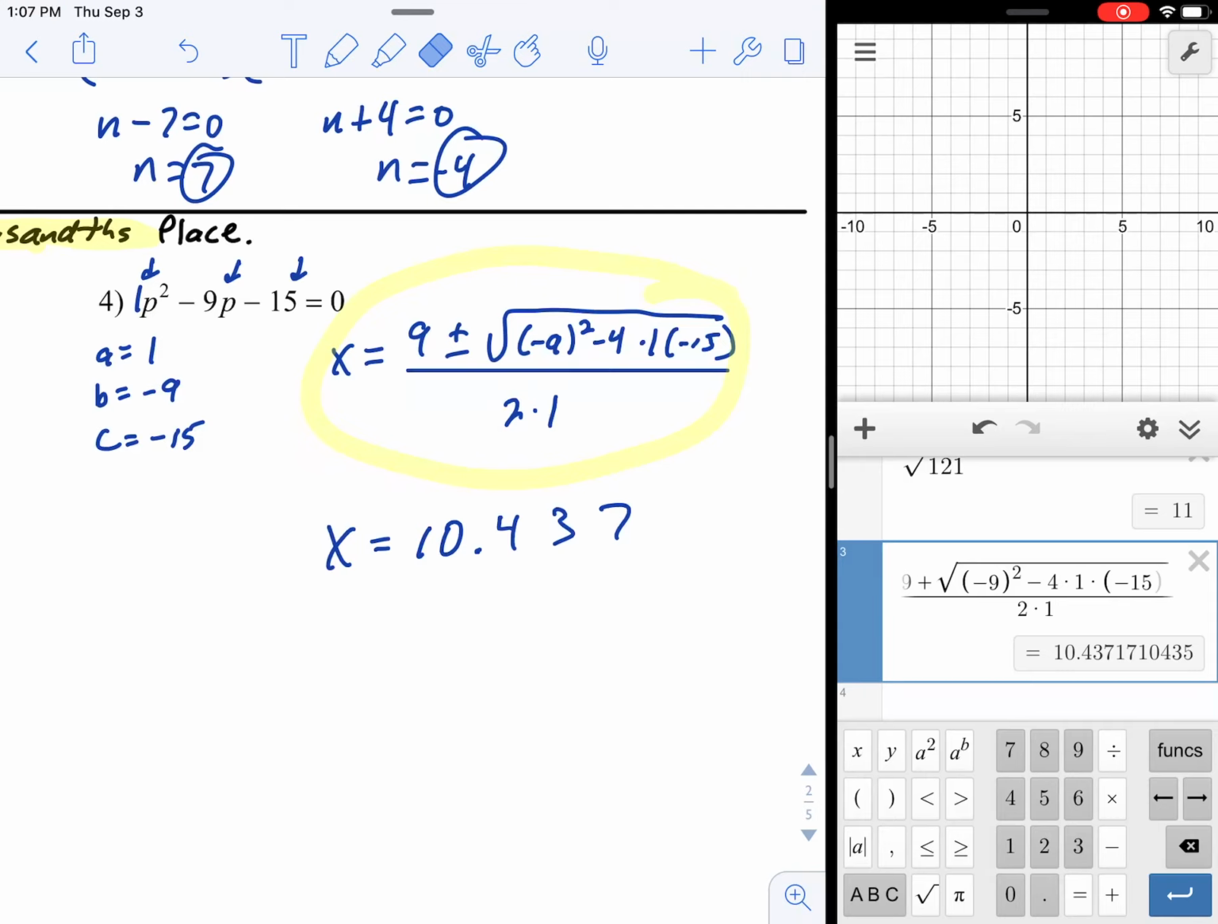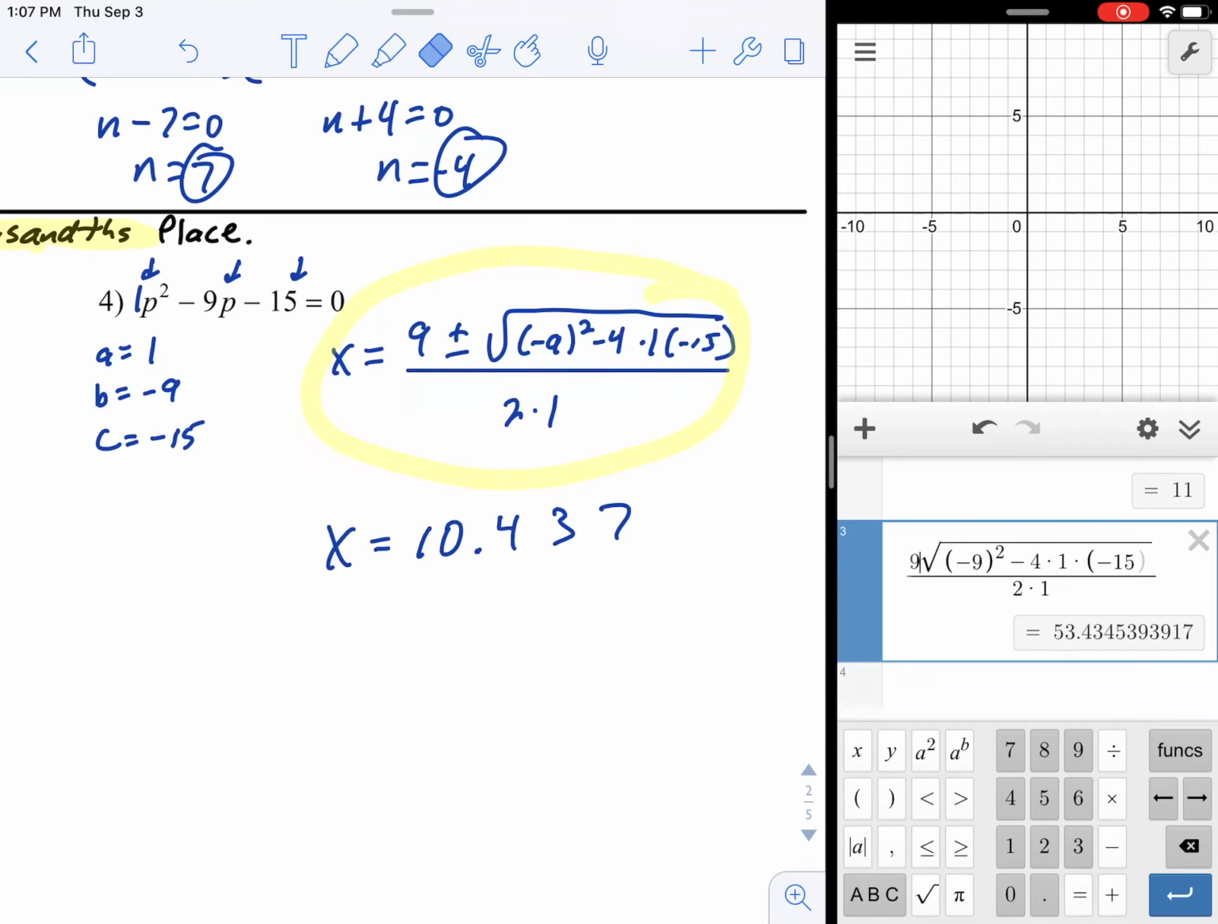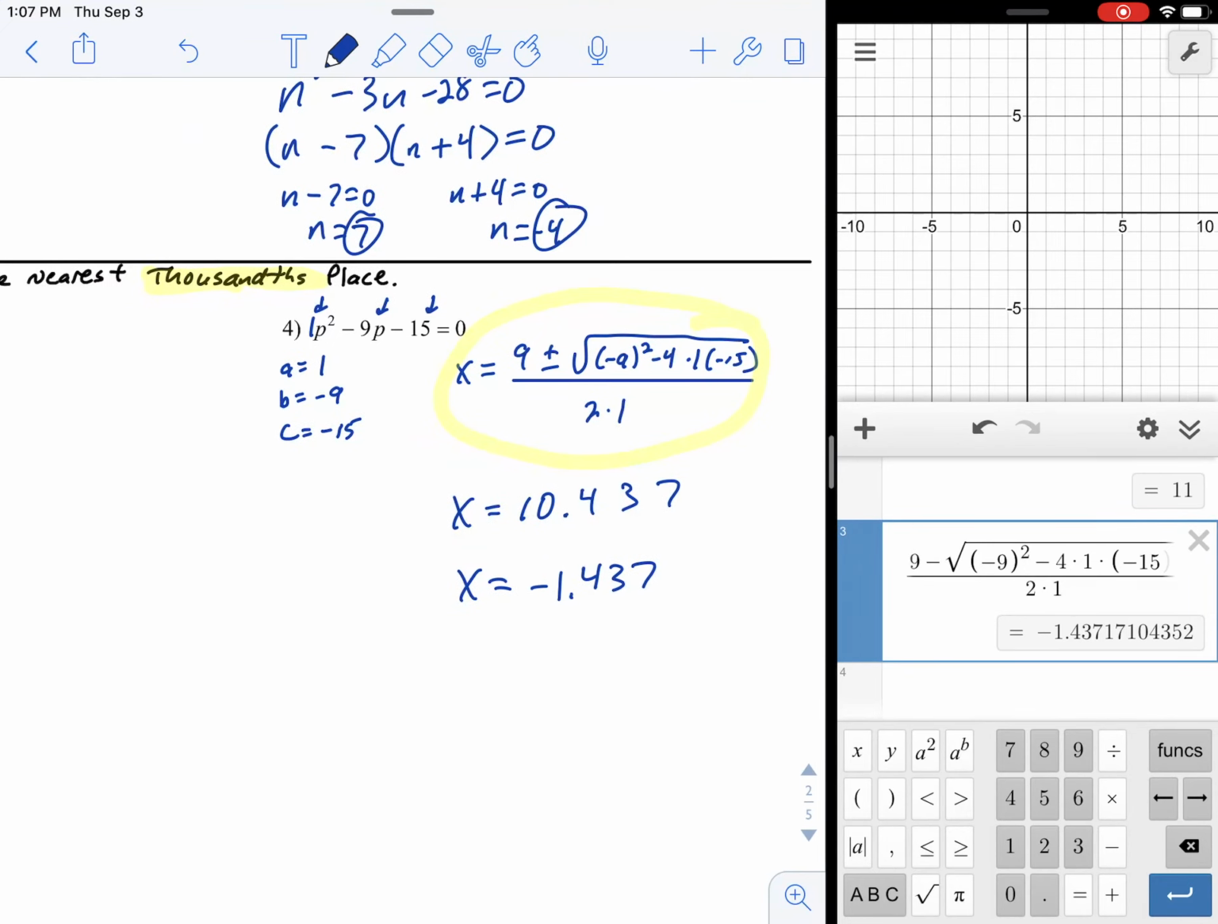Well, I could go back and retype this whole thing, or I can just tap my screen right there. You see where the cursor is on the calculator? Backspace, and then hit the minus button, and it gives me the second answer without having to type all this in. x equals negative 1.437. So those are my answers.